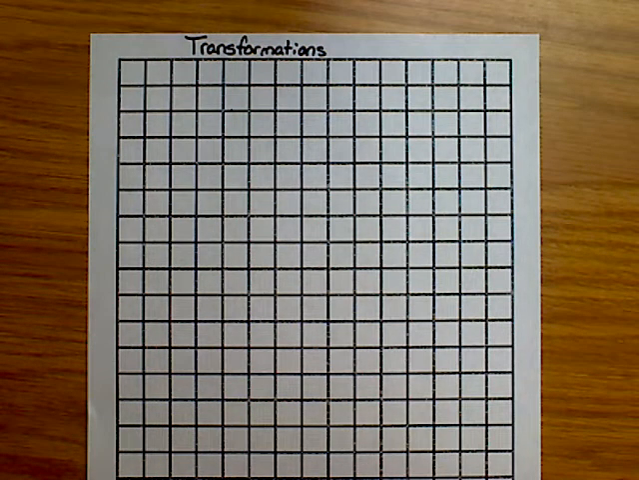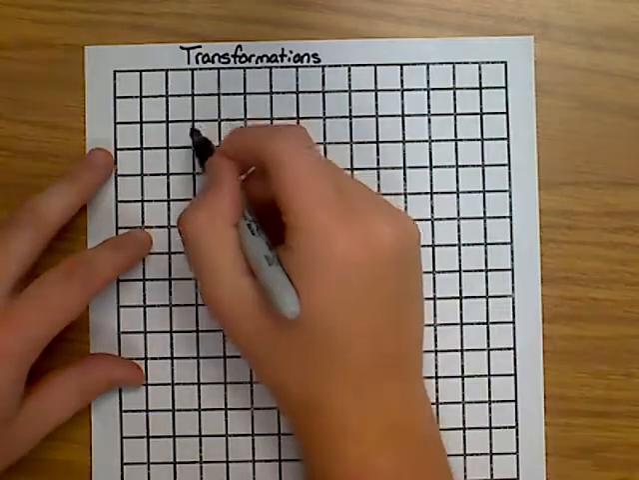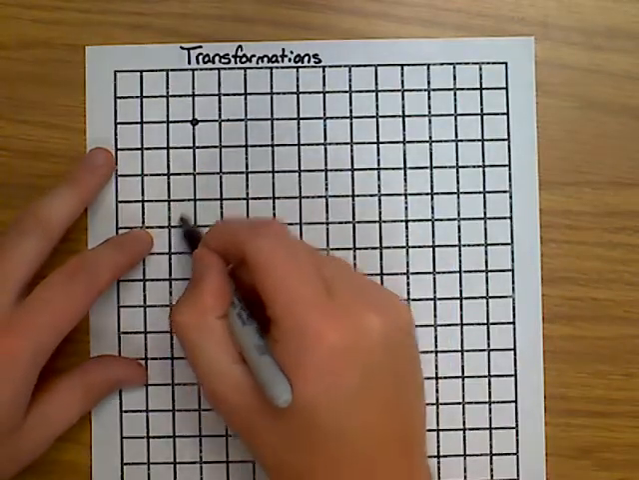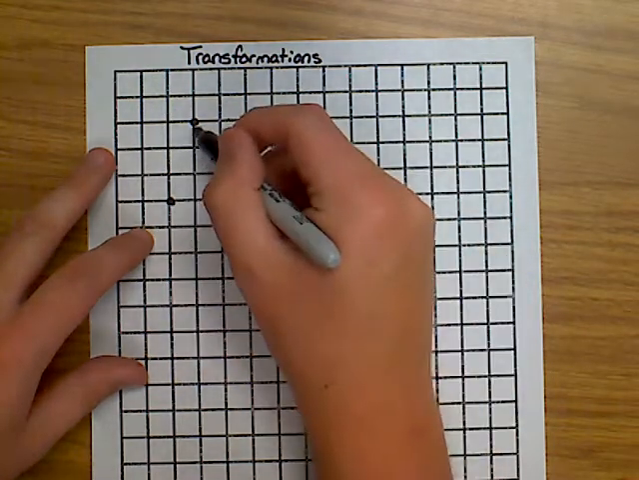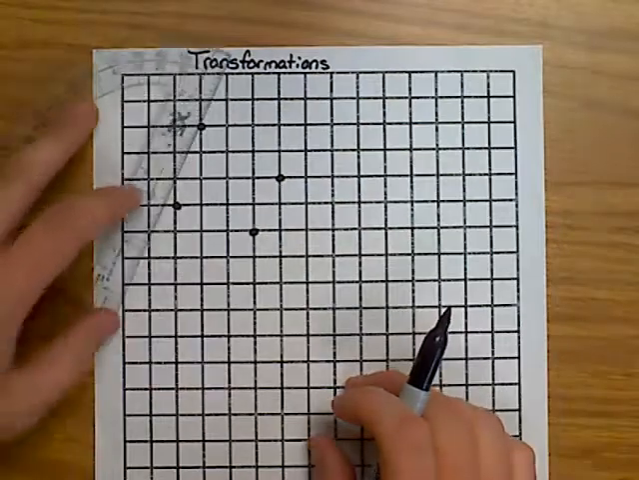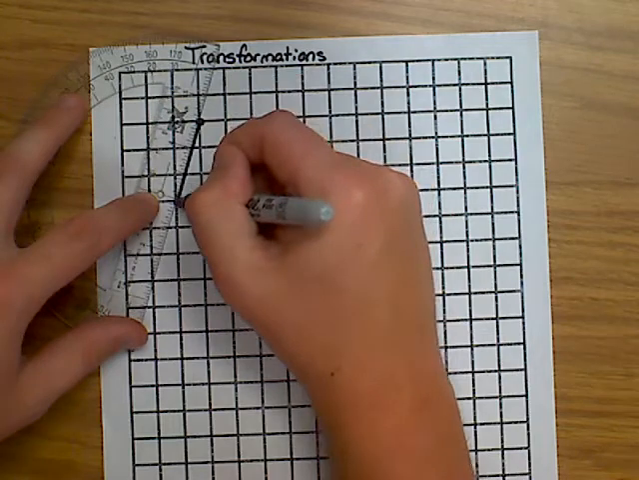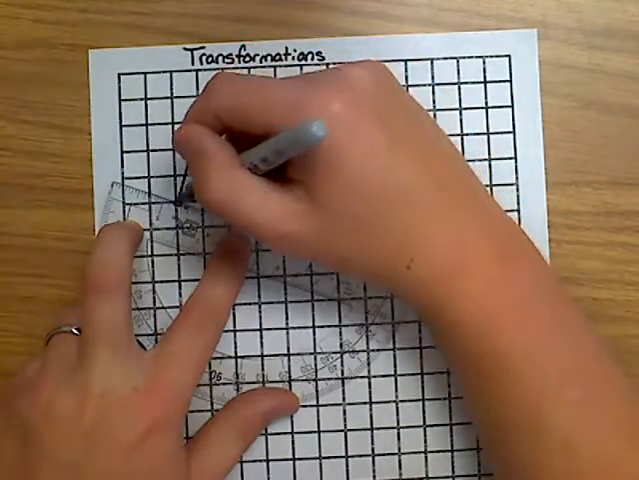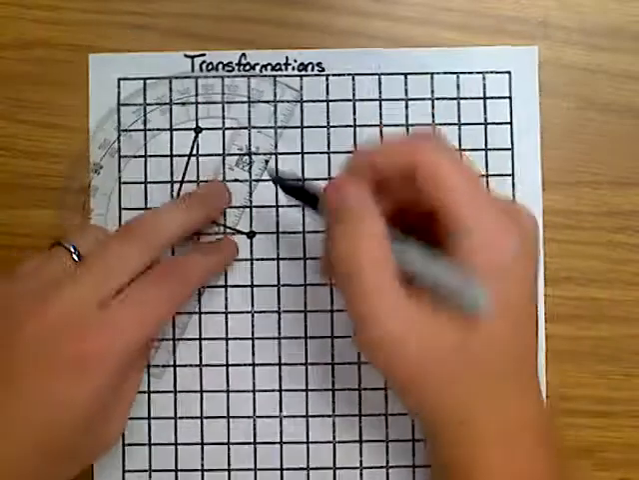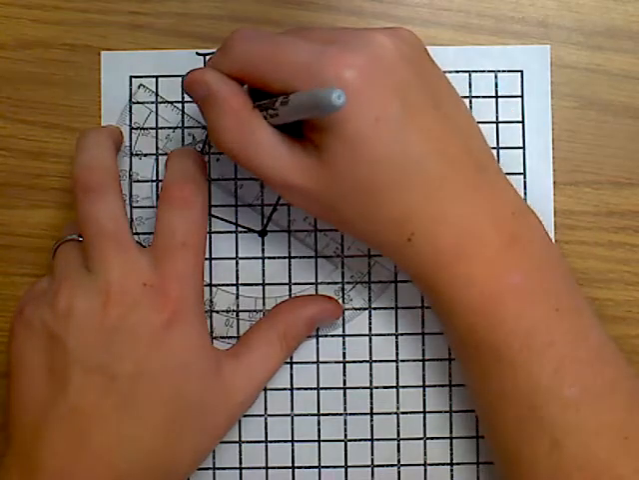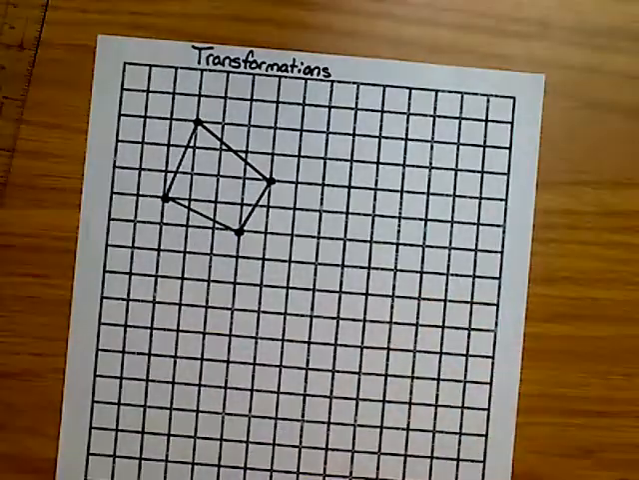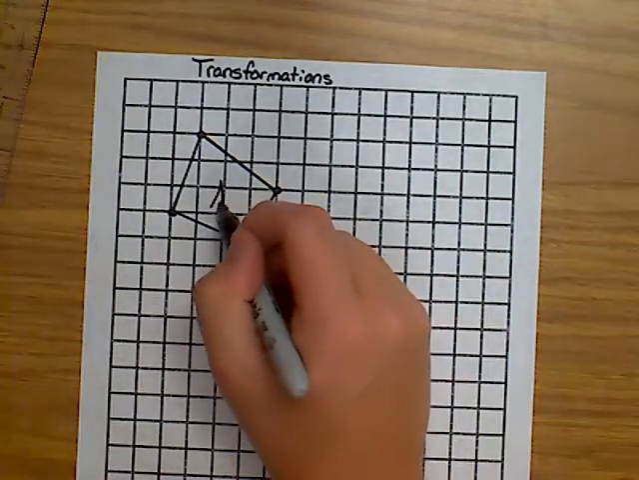Hey, in this video we're going to go over transformations. So we're going to go over translations, rotations, and reflections. I'll start off first and I'll just make a random polygon, any shape I want. The little polygon looks like this. So connect the points. So here's our polygon. We're going to label this polygon A.